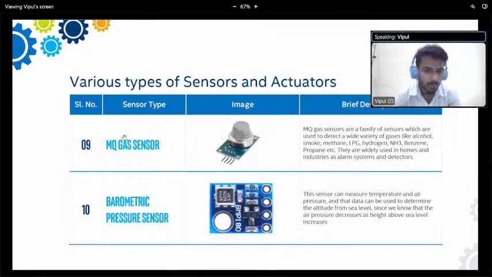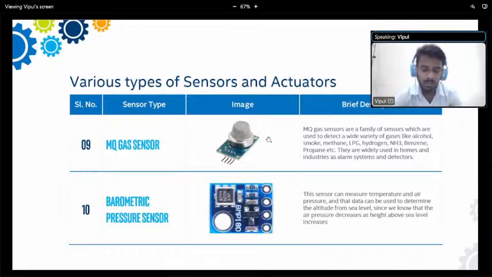So, the MQ gas sensor. What is this MQ gas sensor? MQ gas sensors are a family of sensors which are used to detect a wide variety of gases like alcohol, smoke, methane, LPG, hydrogen, NH3, that is ammonia, benzene, propane, etc. They are widely used in homes and industries as an alarm system and detector.